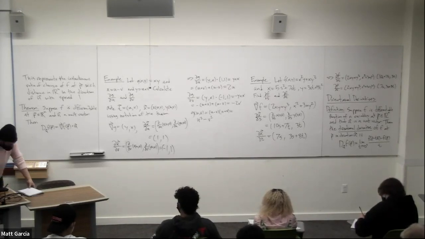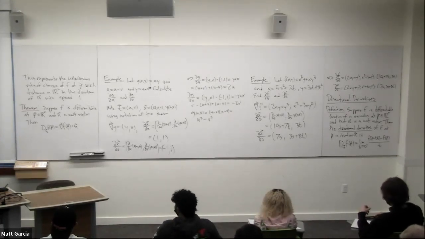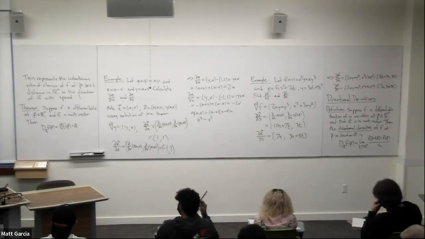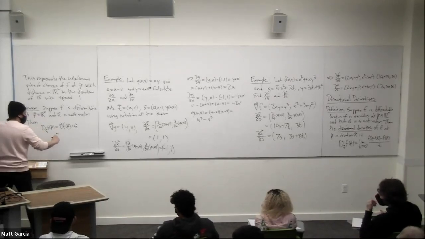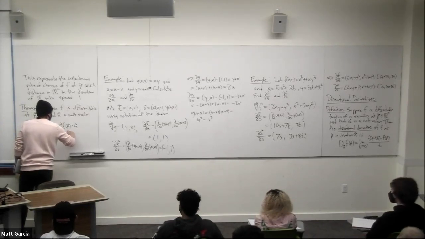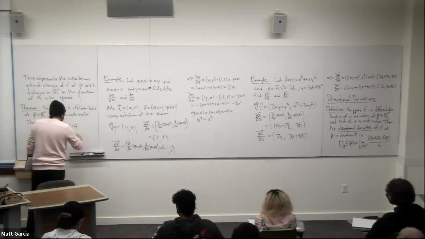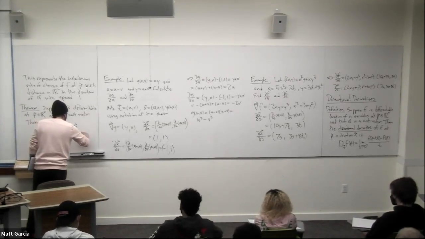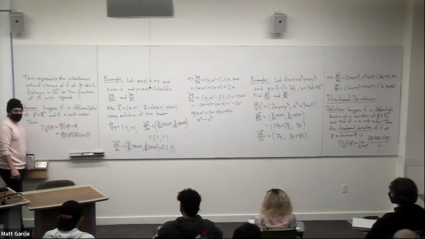So what is the formula that involves the angle between vectors for a dot product? Anybody remember this? Yeah, where theta is. Yeah, good. What's the magnitude of u?